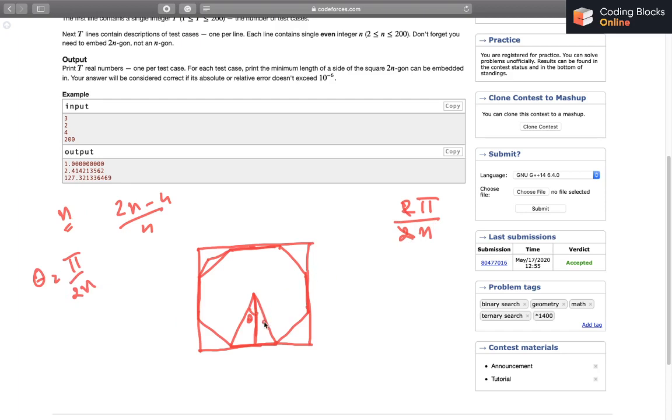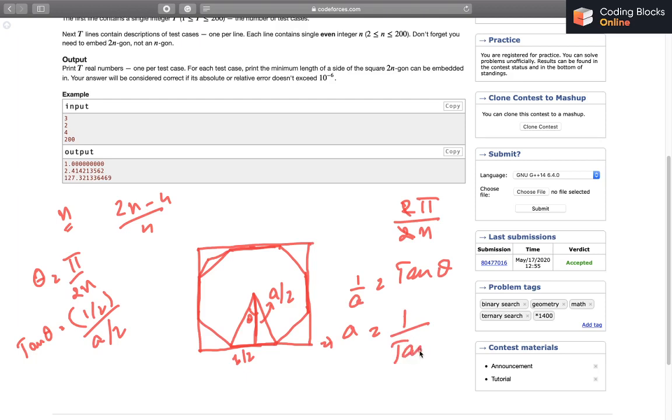Now this can be very simply used to calculate our side value. Let's say the side is a, so this whole thing is a and this half is a by 2, right? Because this is the center, and we know that this side is 1, so this half side is going to be half. Now by the definition, tan theta is perpendicular over base. So tan theta is equal to half over a by 2. If we cancel out these two, 1 by a is equal to tan theta. So a equals 1 by tan theta, where the value of theta is simply pi by 2n. As simple as that. I hope the solution is clear.